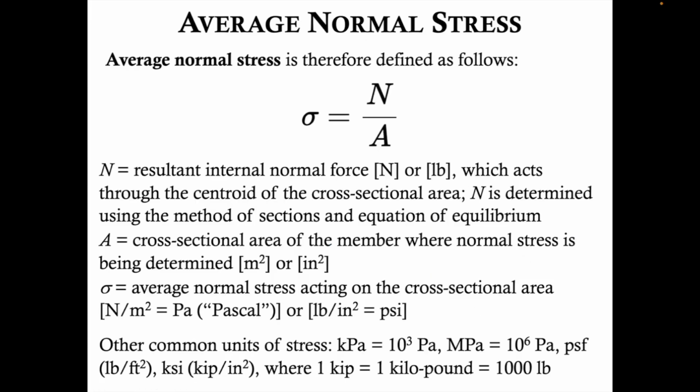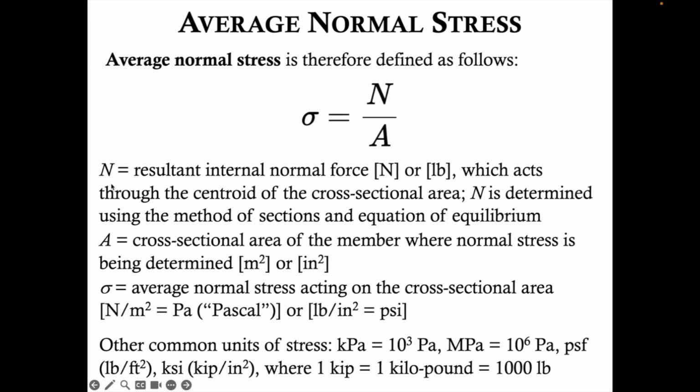Average normal stress is therefore defined as follows. We denote it, as we said, by lowercase sigma, that equals N over A, where uppercase N is the resultant internal normal force, typically measured in newtons or pounds, which acts through the centroid of the cross-sectional area. Uppercase A in the denominator here is the cross-sectional area of the member where normal stress is being determined. And then sigma is the average normal stress acting on the cross-sectional area.